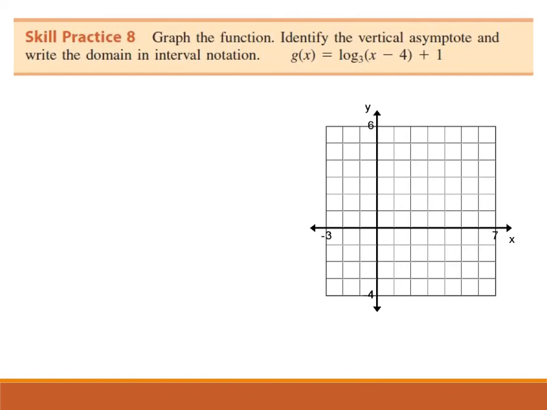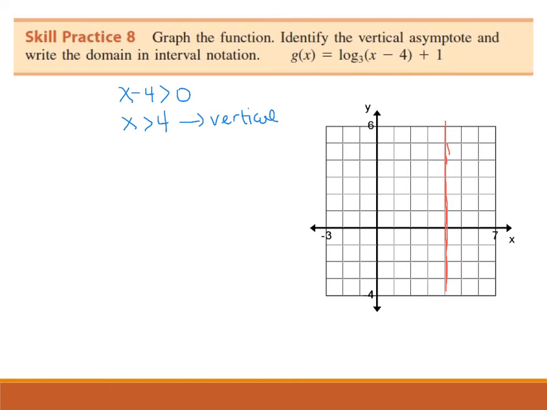So again, we're going to graph our function. We know where our vertical asymptote is because the way we would go about this is x minus 4 has got to be greater than 0. So x has got to be greater than 4. So this is our vertical asymptote. And so at 4, we will put in our vertical asymptote here. And so now our function will go to the right of this.